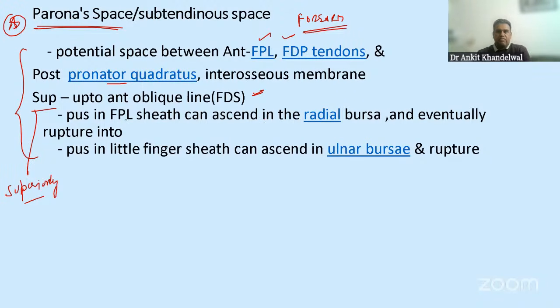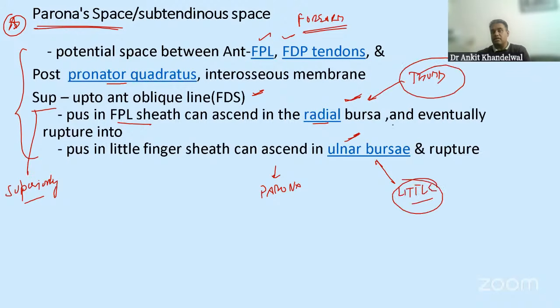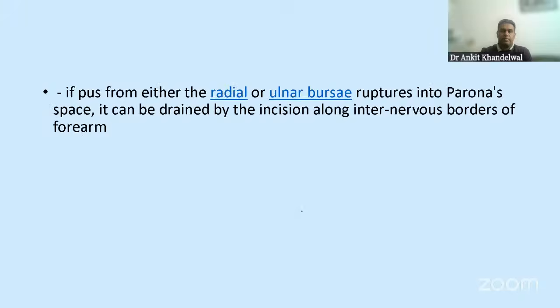So pus in the FPL sheath can ascend into the radial bursa and eventually, as I told you, the ulnar bursa, and that is how they can enter into the peroneal space. And these can be infected by problems in the thumb and the little finger. Understand? So the problem started here, and it can reach the palm as well as the forearm. Understand this. Therefore, these two are avoided. Okay, same thing over here.